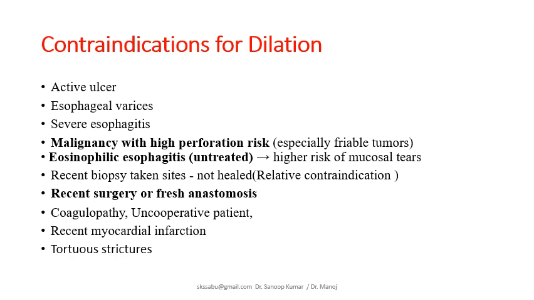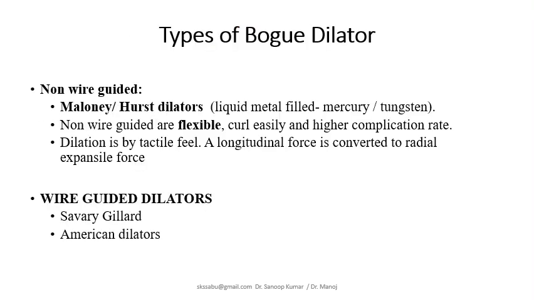Recent surgery, or if it is a fresh anastomotic site, don't dilate. Perforation or giveaway can happen. Presence of coagulopathy, or if the patient is uncooperative, do not dilate because it can result in perforation. Recent myocardial infarction, esophageal dilatation should be avoided as it can increase the stress on the heart, and if mediastinitis is triggered, the heart can go into tachycardia and cardiac failure can happen. Then tortuous strictures, dilatation will not be a choice. They may end up in surgical interventions.